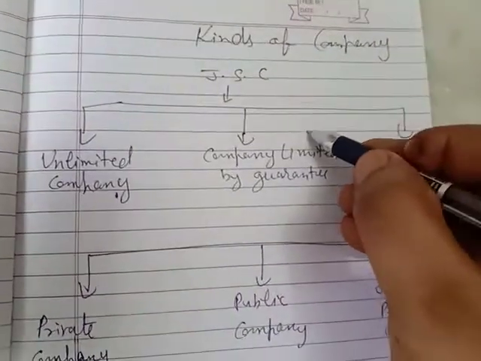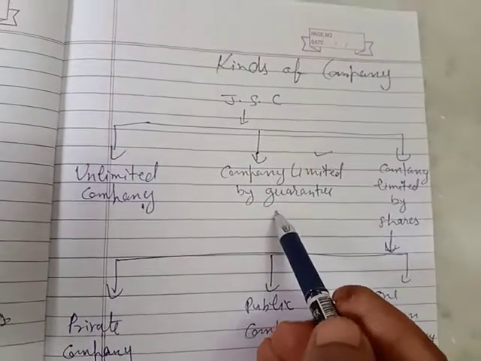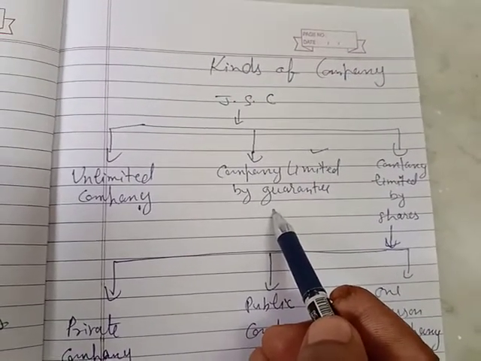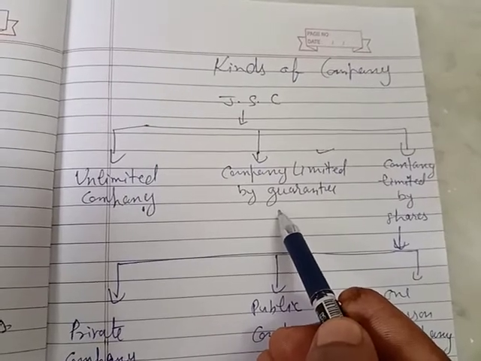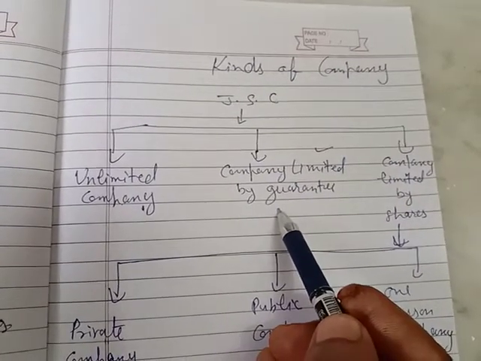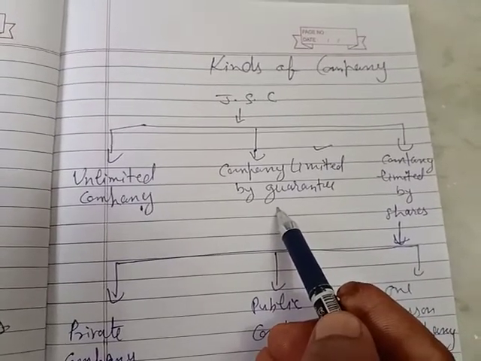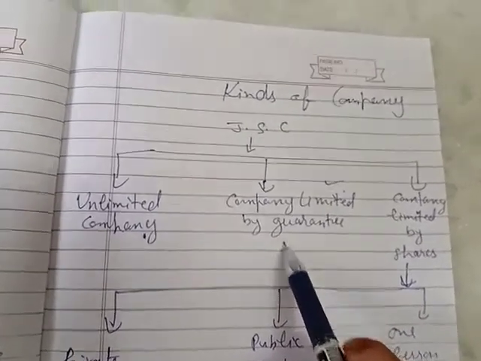Second one, company limited by guarantee. In case of a company limited by guarantee, the liability of the members is limited to the extent of guarantee given by them in event of winding up of the company. The liability of its members will arise only in the event of winding up of the company.